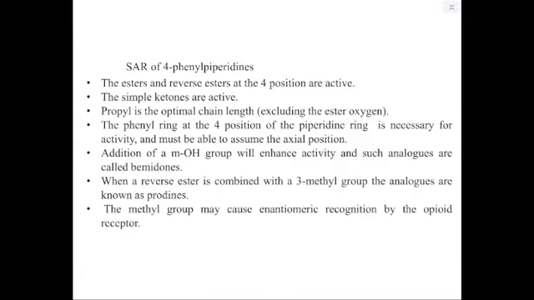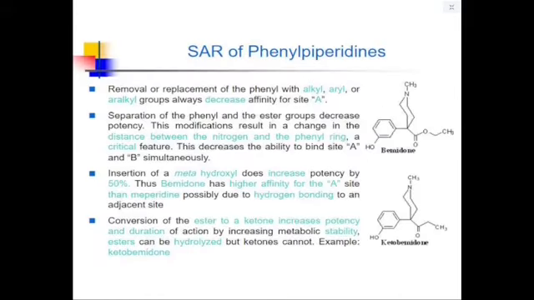activity. When a reverse ester is combined with a 3-methyl group, the analogs are known as prodines. We have already looked at that. And the methyl group may cause enantiomeric recognition by the opioid receptor. We are only saying the methyl group can be responsible for stereochemistry, or can be responsible for different shapes, and those different shapes will have different binding with the receptor, where we said, of course, we have the alpha and the beta prodines.